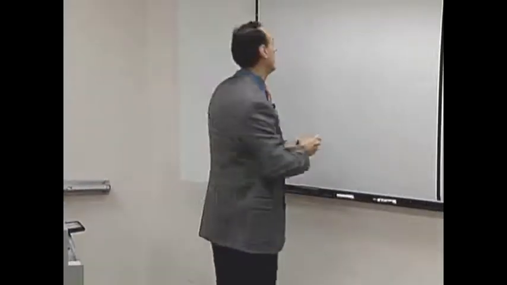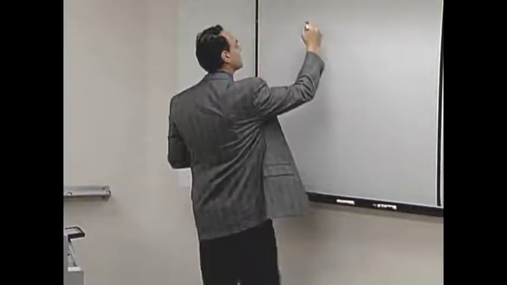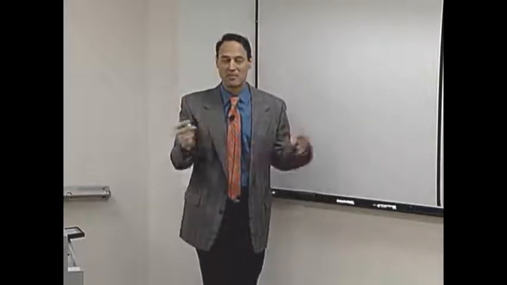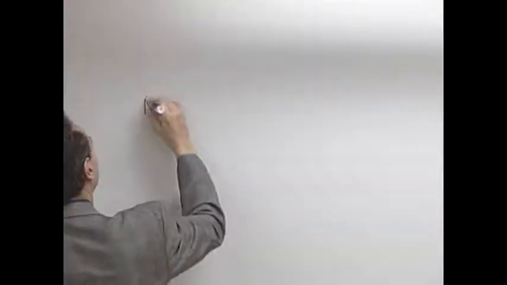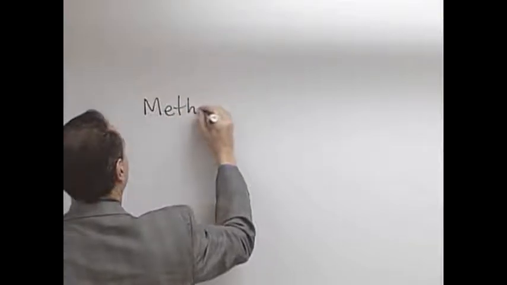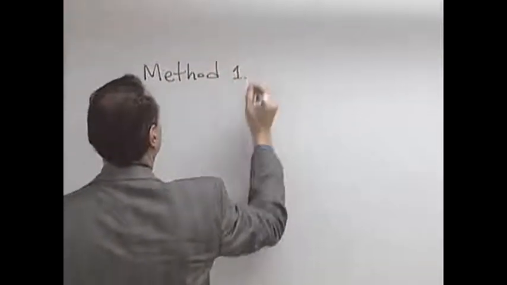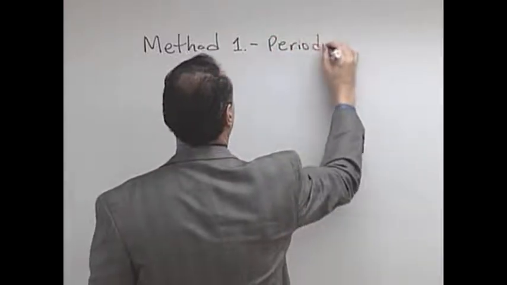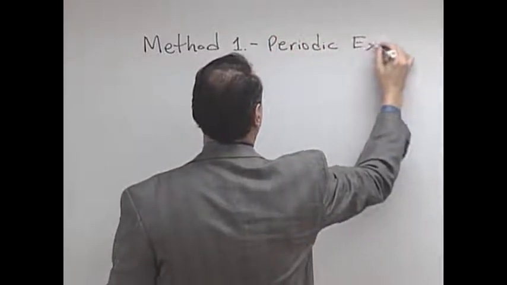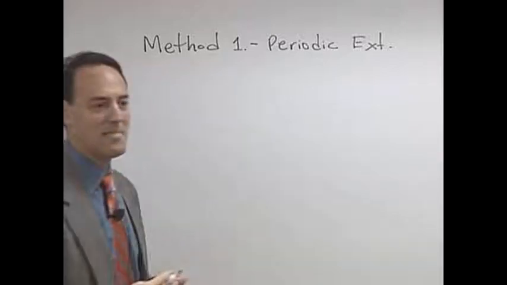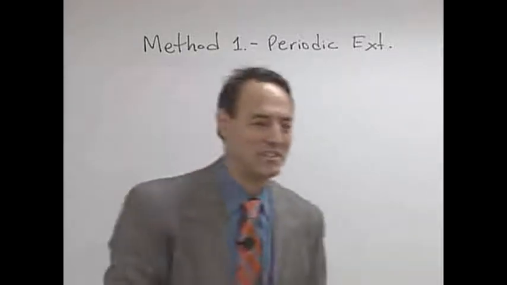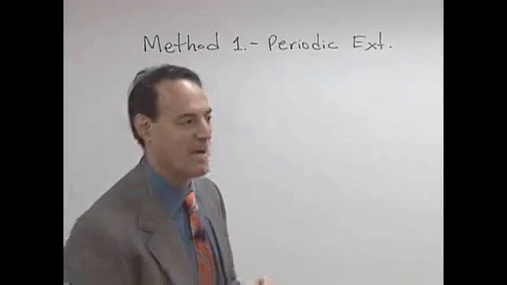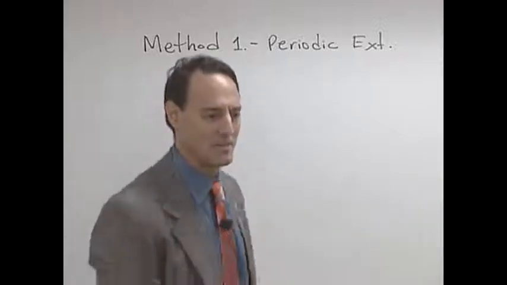So let's start off and think about it. I'm going to give you some different methods, and I'm going to evaluate them. Method 1. Call this periodic extension. I like my FFT so much. My problem isn't periodic, so I'm going to make it periodic.